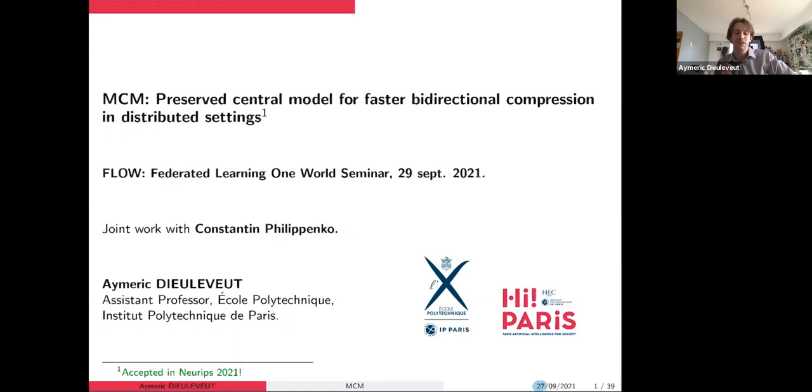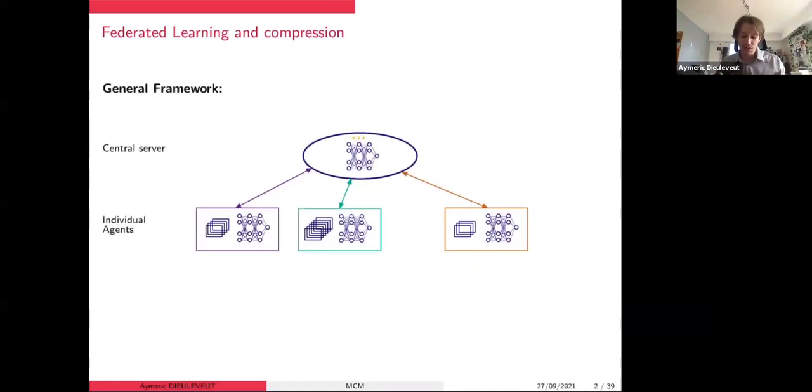So as Peter just mentioned, I'm going to present a work that we did with Constantin Filipenko, who is somewhere in the Zoom and is now a PhD student in his second year with me at Polytechnique. And this is a paper that we were very happy to see accepted yesterday at NeurIPS. I'm going to briefly present the context, and I think you are all experts on the context of federated learning and compression.